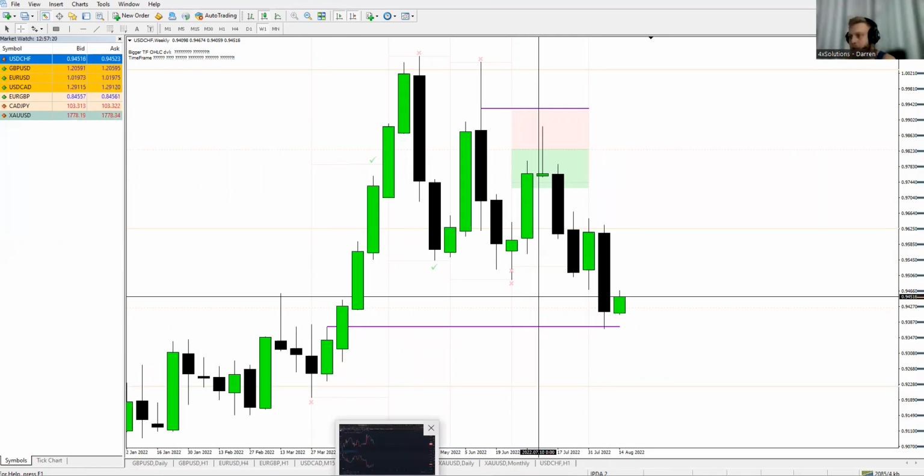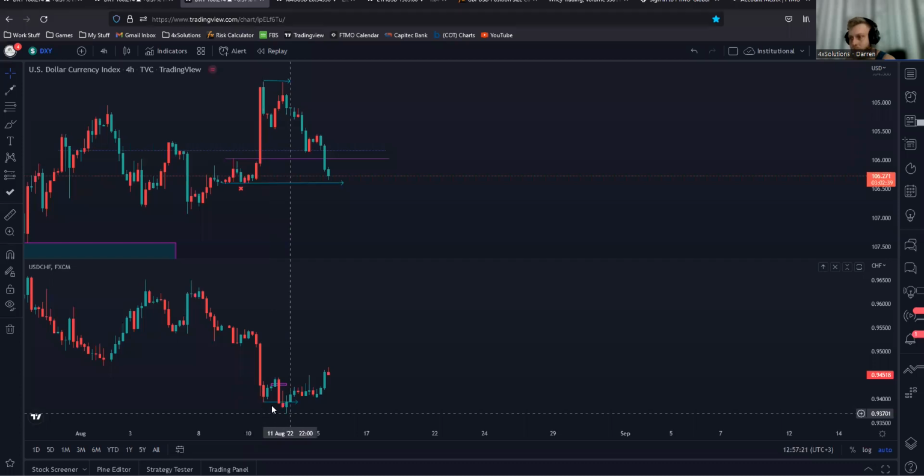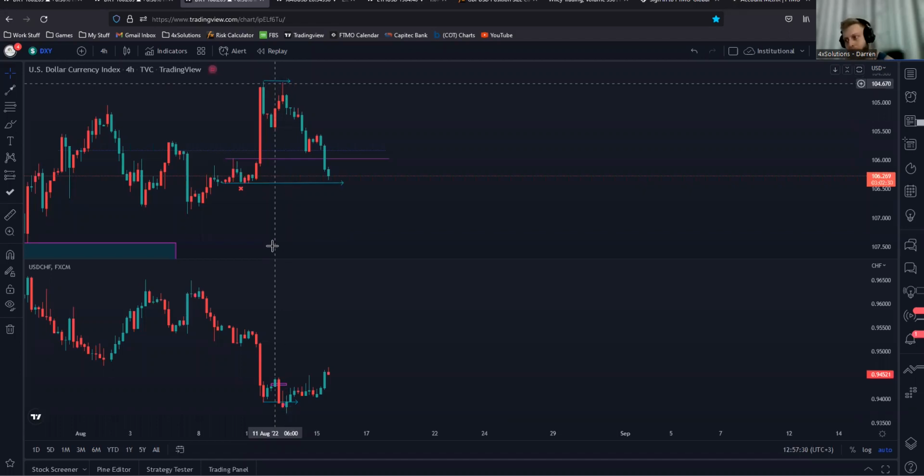When we look at that level, what is price doing? It is manipulating. So there is manipulation at a confirmation. Price manipulates to the downside on the Swiss franc, while there is no move lower, or in this case higher because it's inverted, on the dollar index. So it's making equal highs on the dollar index, therefore it should make equal lows over here on the Swiss franc versus the dollar, but it doesn't.